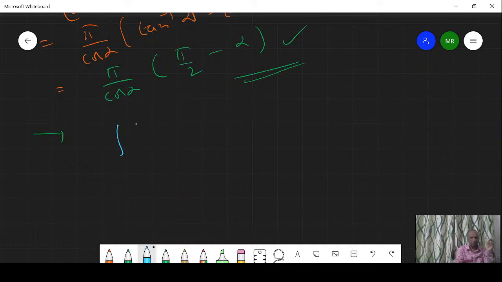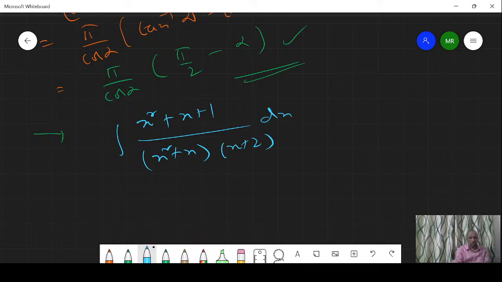Integral of x square plus x plus 1 by x square plus x into x plus 2 dx. Consider x square plus x plus 1 by x plus 2 into x square plus x dx.